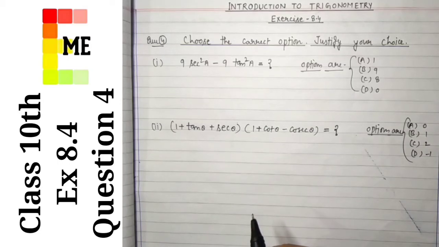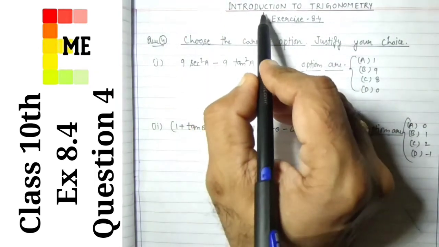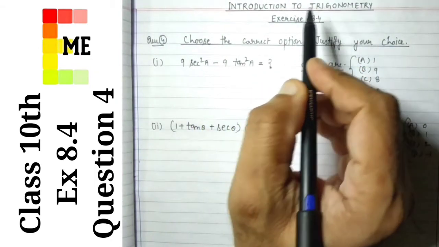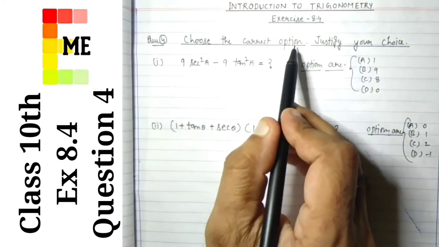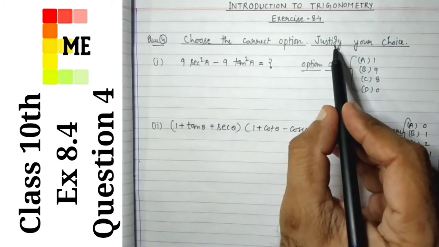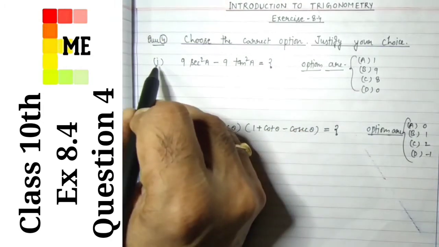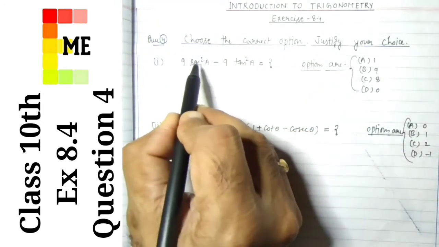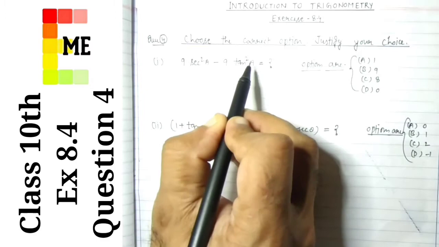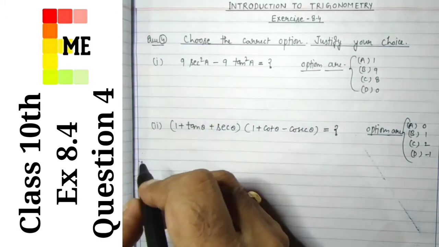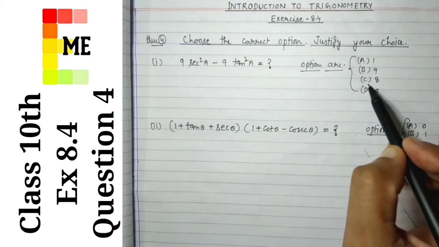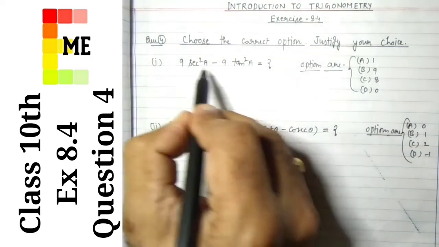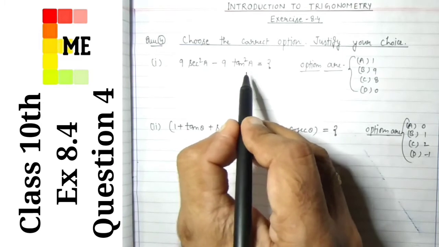Hello students, today we are going to do question number 4 of exercise 8.4 of Introduction to Trigonometry chapter. In question number 4 we have to choose the correct option and at the same time justify. In part 1 it says 9 sec square a minus 9 tan square a is equal to what? The options are A 1, B 9, C 8 and D 0. So we have to solve this equation and get the correct answer.